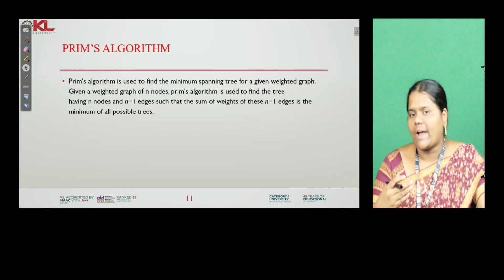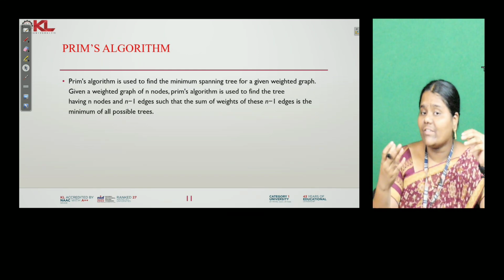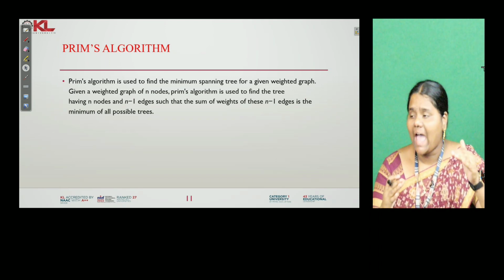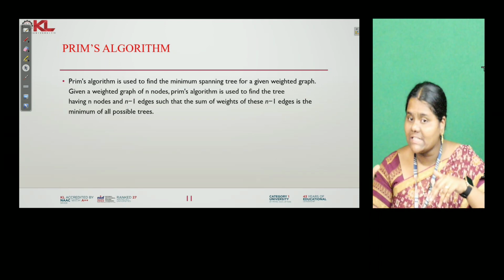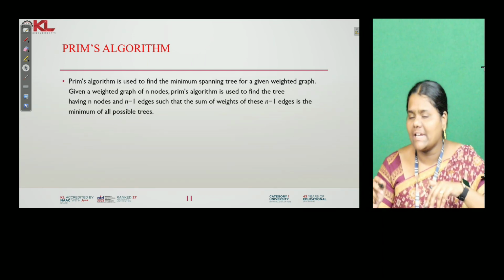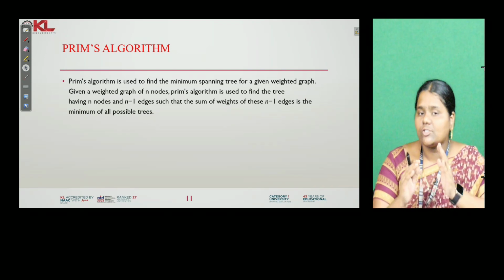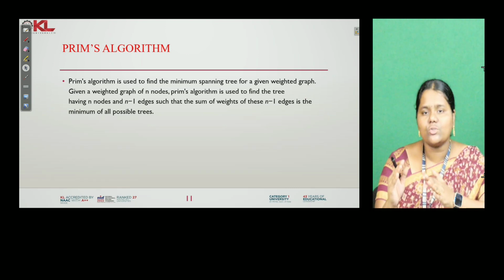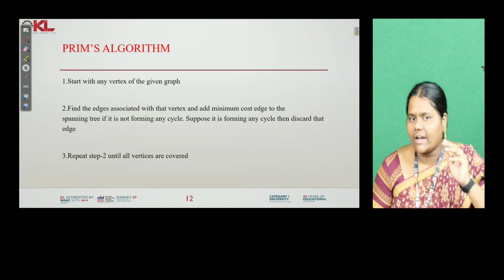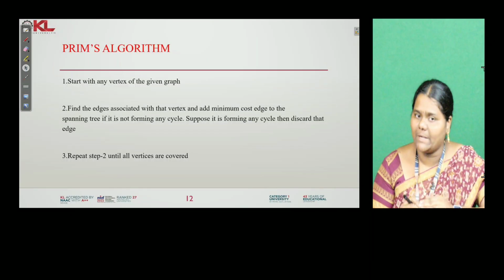Prim's algorithm is used to find the minimum spanning tree for a given weighted graph. Given a weighted graph of n nodes, Prim's algorithm is used to find the tree having n nodes and n minus 1 edges such that the sum of weights of these n minus 1 edges is the minimum of all possible trees. So, Prim's algorithm is used to find the minimum spanning tree for a given weighted graph. So, this is the simple algorithm for Prim's.